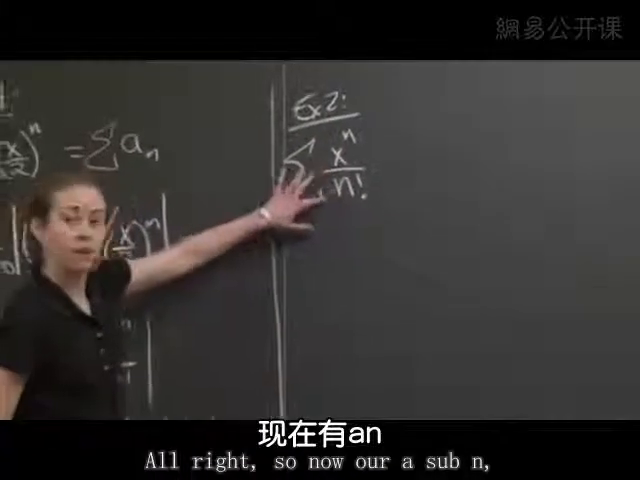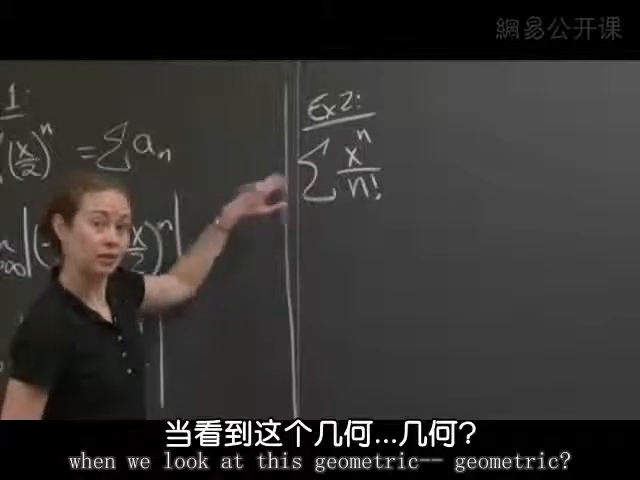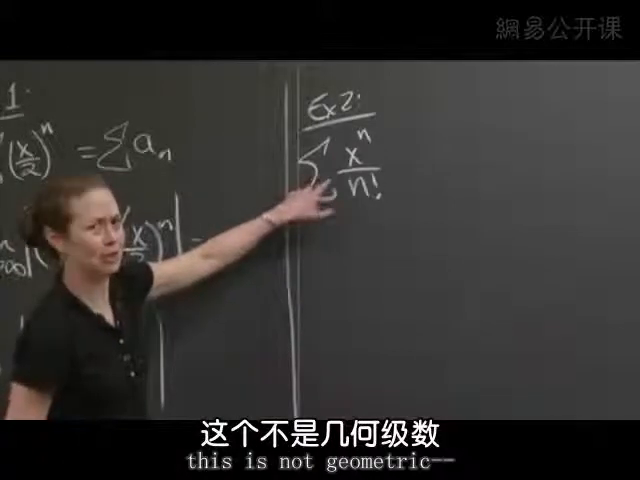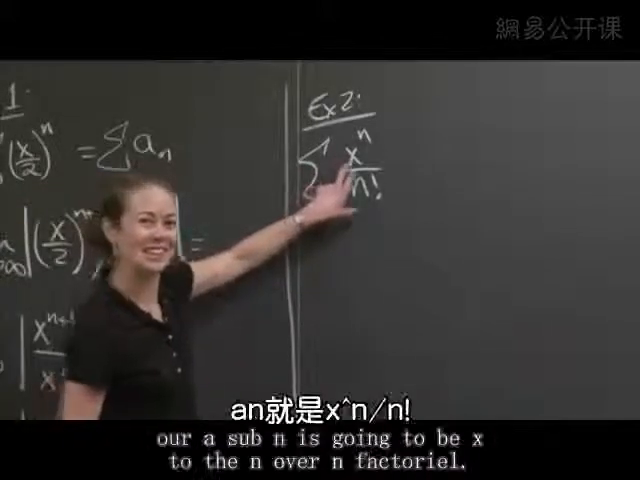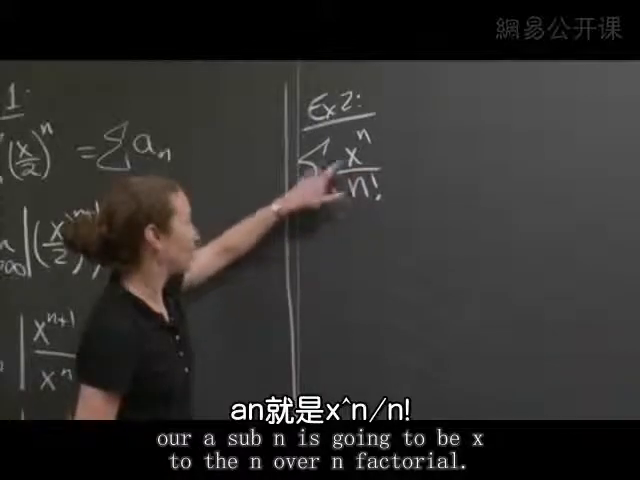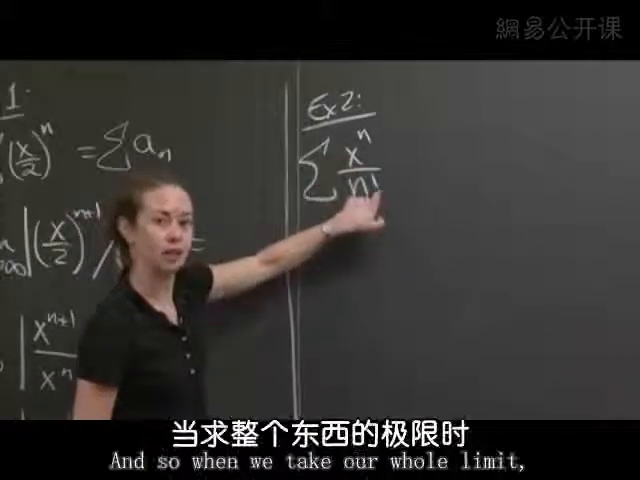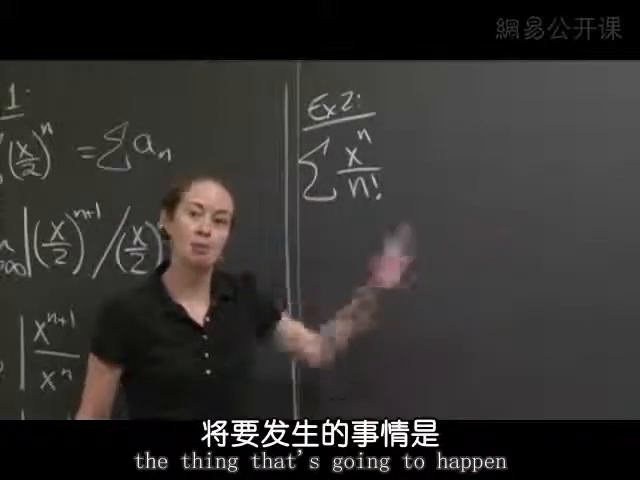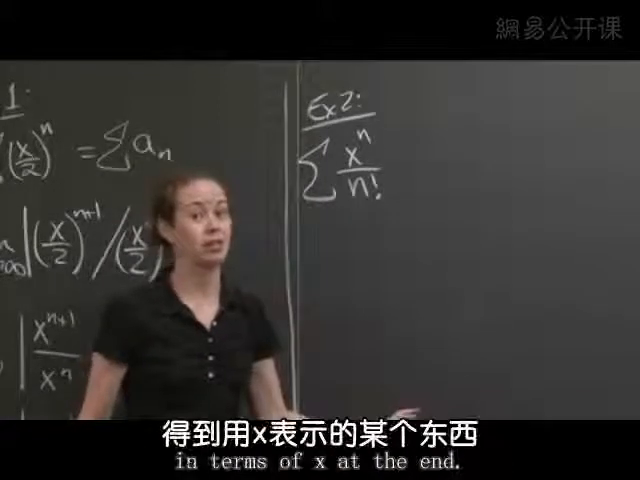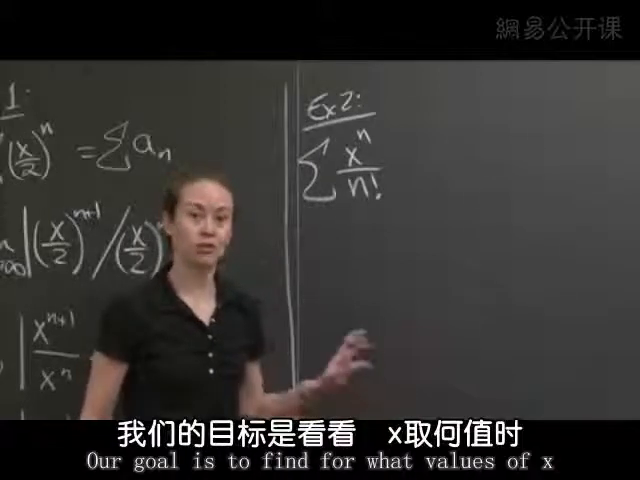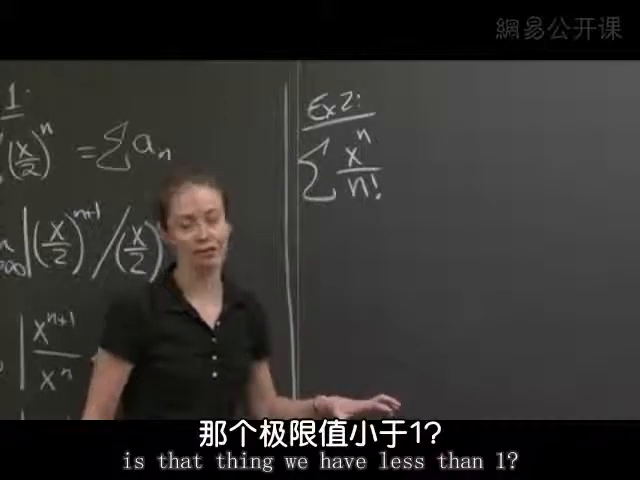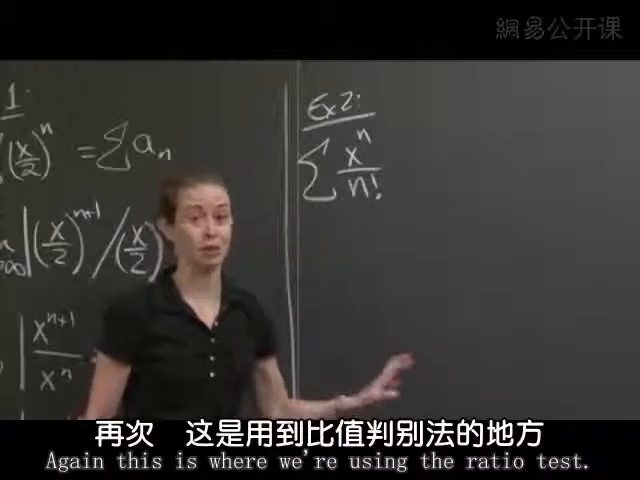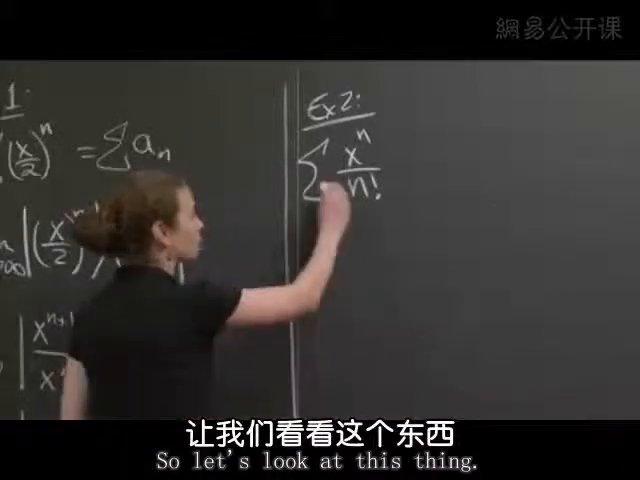All right, so now when we look at this series, this is not geometric. Our a_n is going to be x^n over n factorial. And so when we take our whole limit, we're going to have something in terms of x at the end. Our goal is to find for what values of x that thing we have is less than 1. Again, this is where we're using the ratio test.